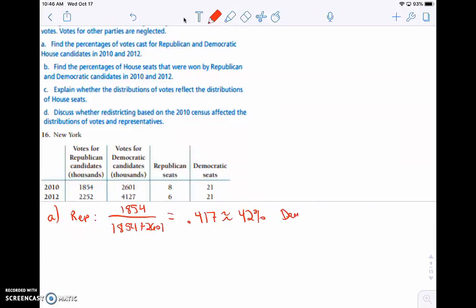Then Democrats are just going to be the complement of that, or the remainder, we assume. I mean, there could be people who vote independent or vote for other parties. We're just assuming the two parties right now, so 58% for the Democrats. That would be found by just taking 2601 and dividing it by 1854 plus 2601. So the amount of Democrats over the total. So that's the percentages in 2010.